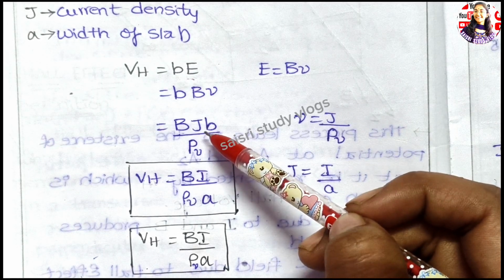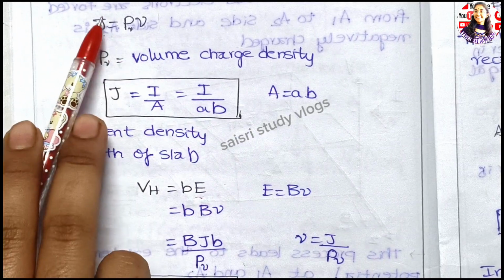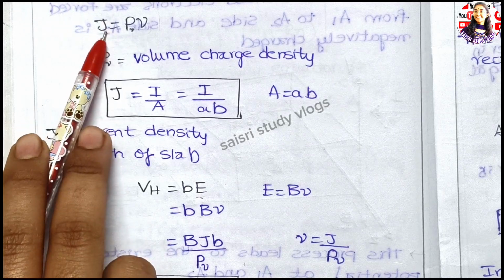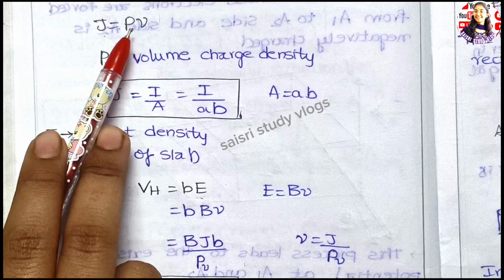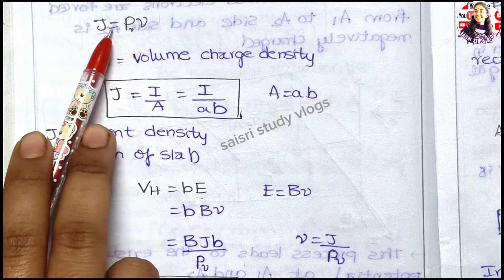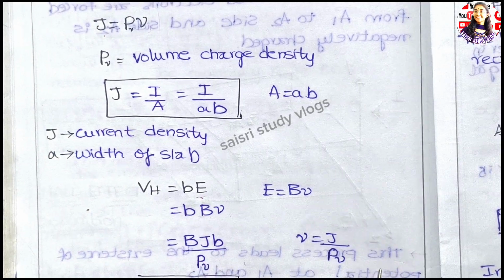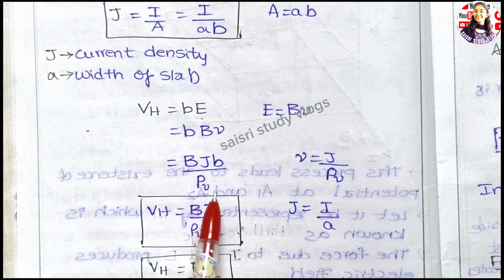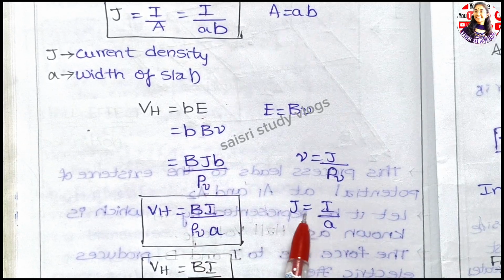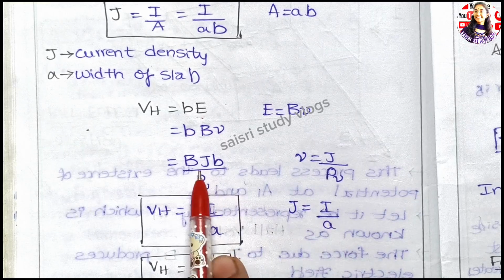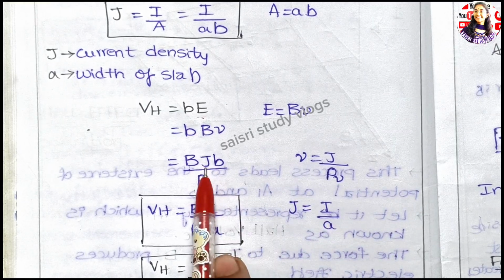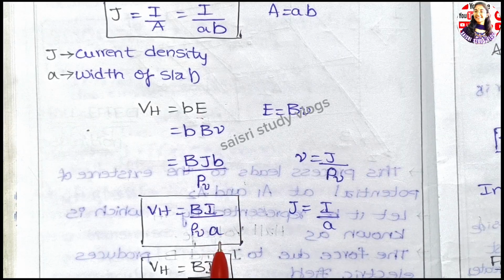So here, from this we have J is equal to rho V. So from this, V is equal to J by rho V. So from this, J is equal to I by A. We are substituting I by A in place of J.